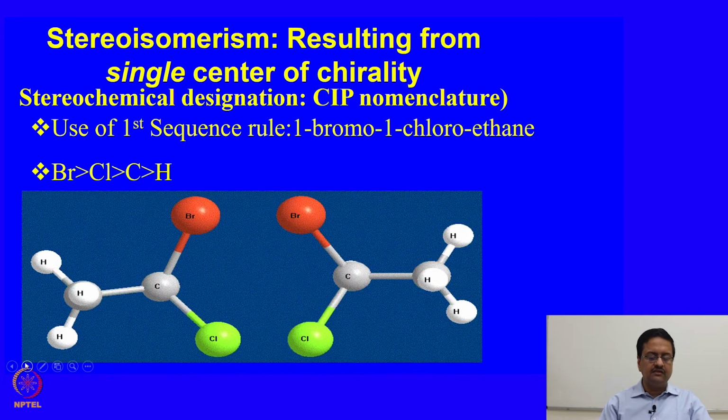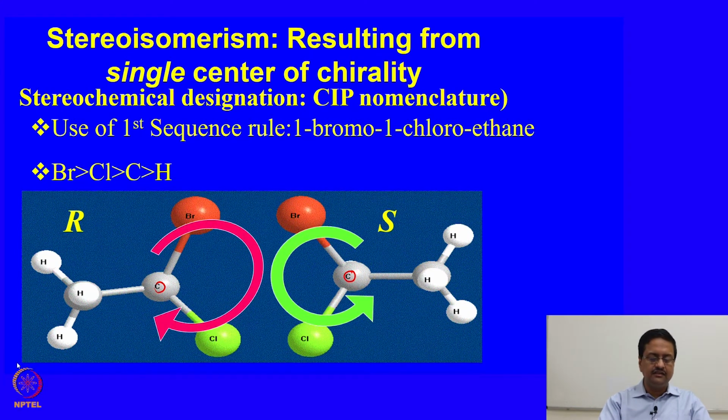Now we see the molecule in such a way that the hydrogen on this carbon is behind the carbon, and on this one it is behind this carbon. Then we try to see the priority of those groups. Bromine gets number 1, chlorine is number 2, and this carbon gets number 3. So 1, 2, 3 is a clockwise rotation, so we write it as R.